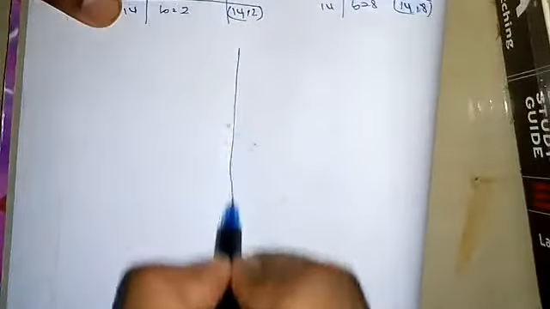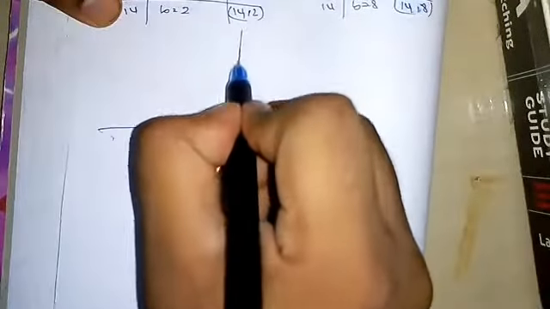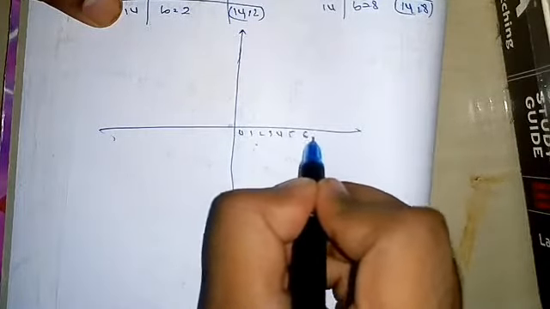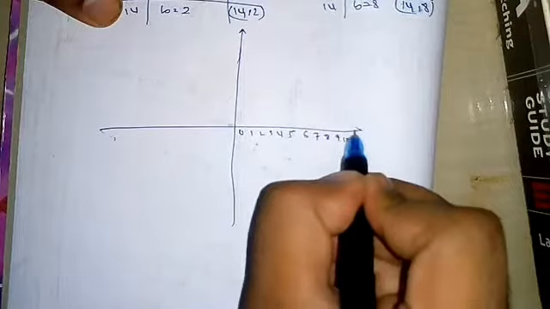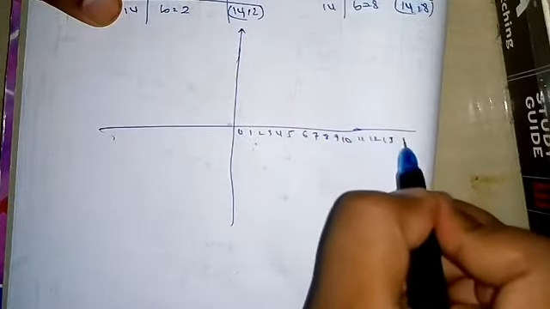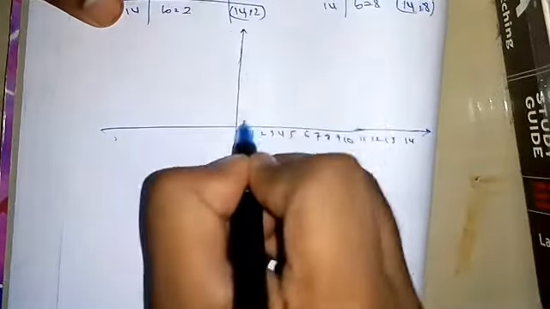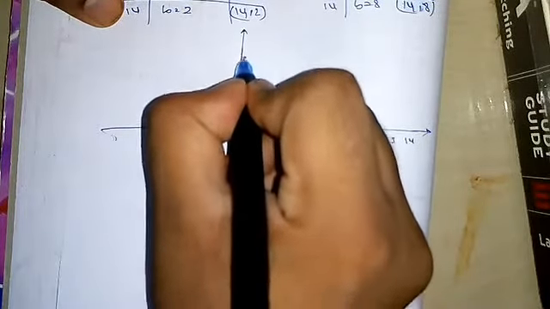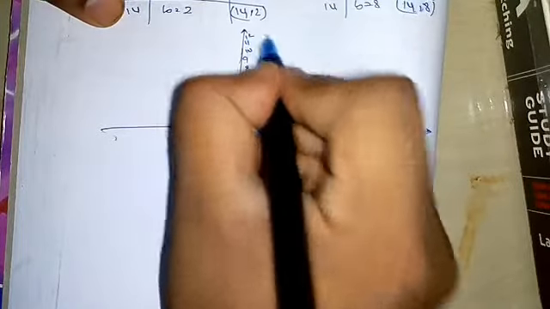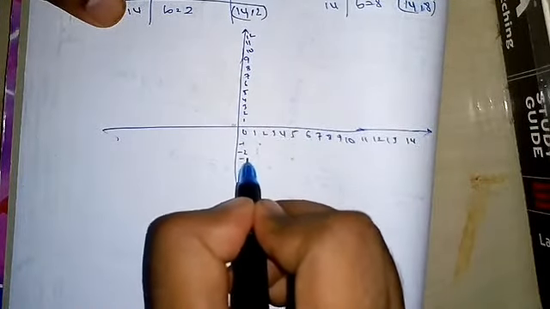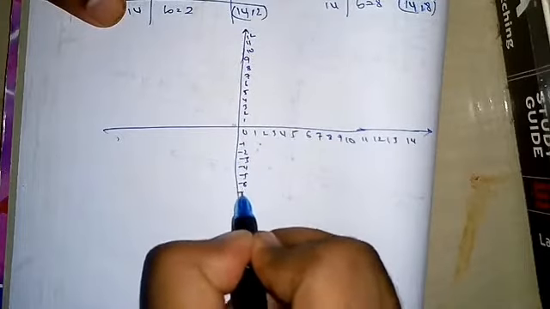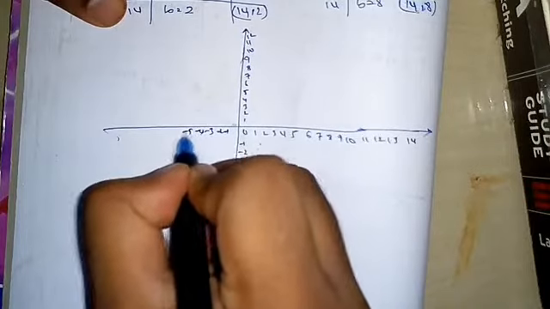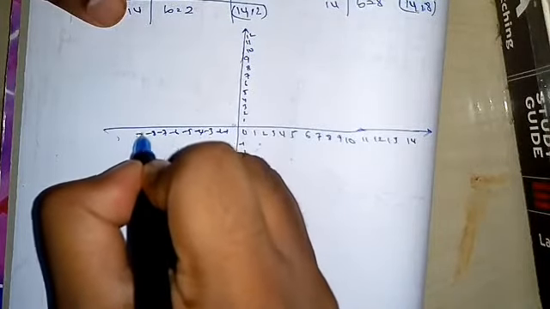Let us plot these points on the graph. 0, 1, 2, 3, 4, 5, 6, 7, 8, 9, 10, 11, 12, 13, 14. 1, 2, 3, 4, 5, 6, 7, 8, 9, 10, 11, 12. Minus 1, minus 2, minus 3, minus 4, minus 5, minus 6, minus 7, minus 8, minus 9.